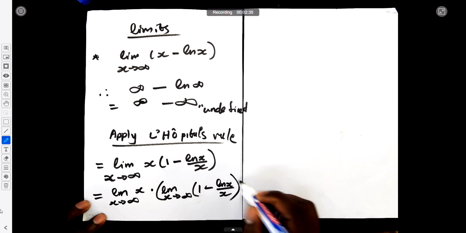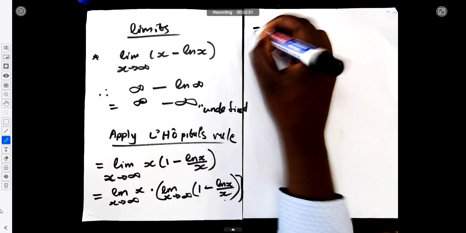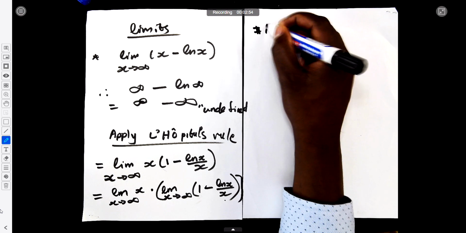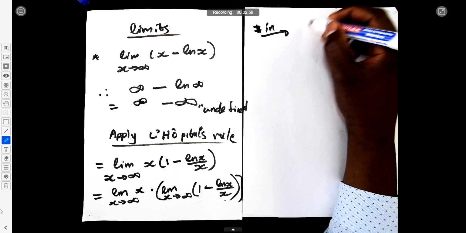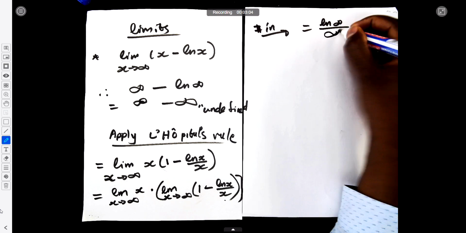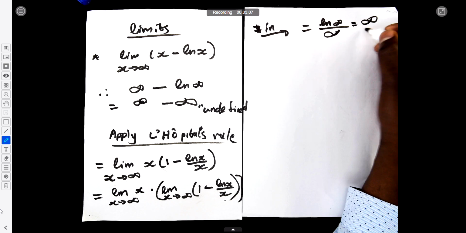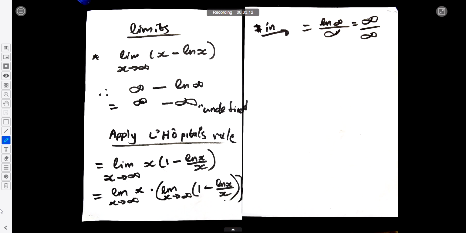But what is happening there? If you substitute x where there's 1, I hope you see it's like x to the power of 0. Anything to the power of 0 is 1. So the limit for this one will be 1. But when we substitute in ln x, we will have ln infinity over infinity. So we still have an indeterminate form, infinity divided by infinity. So it's still undefined.